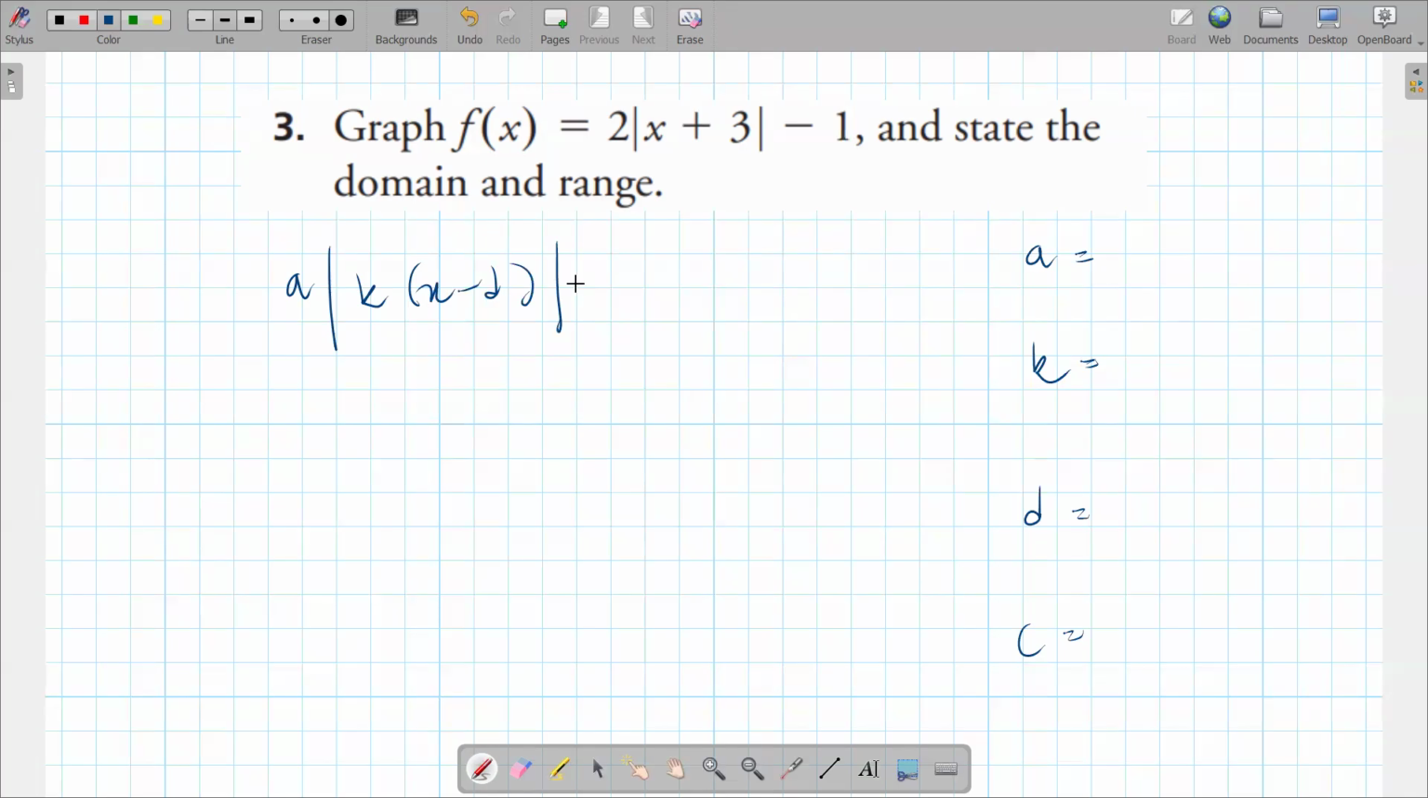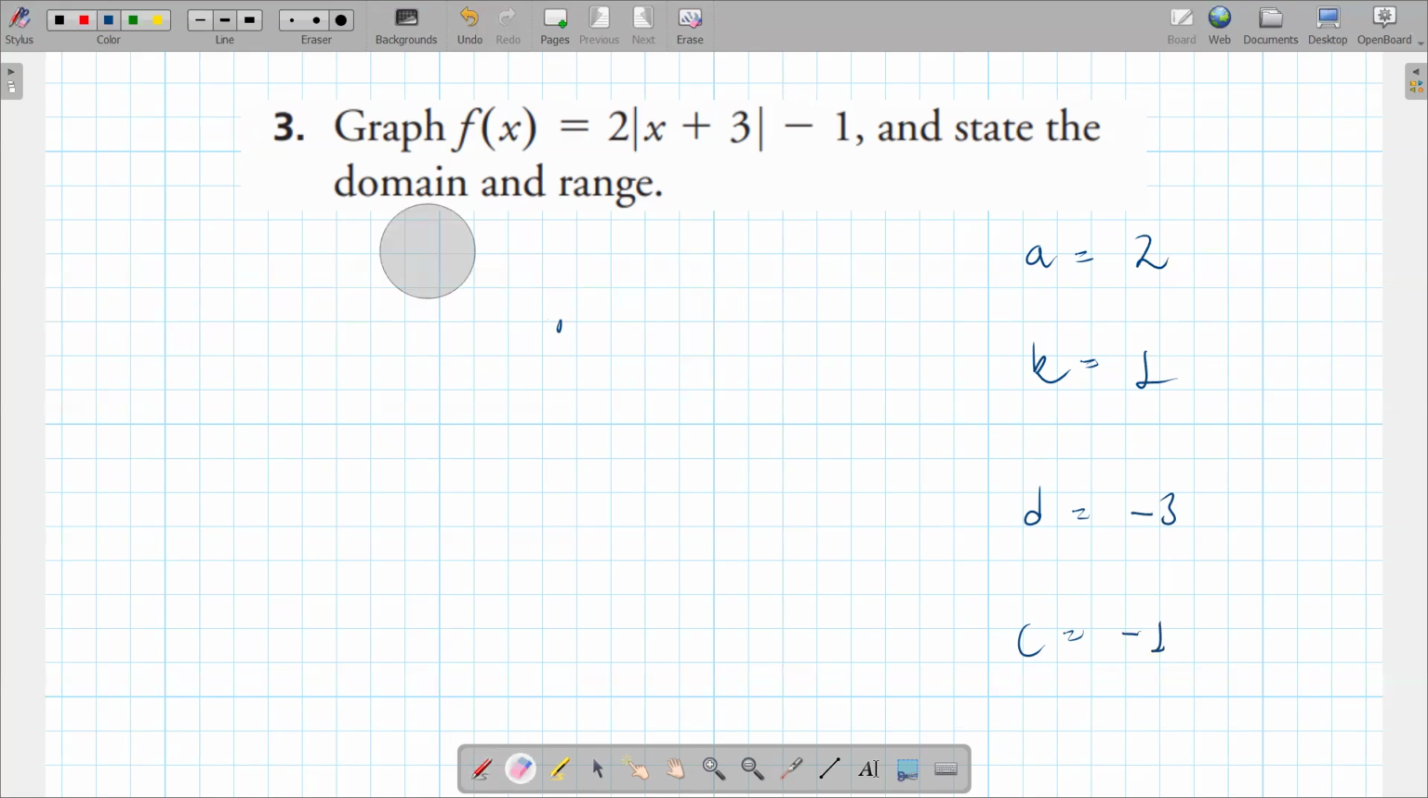For an absolute value function, this is it. So compare this with that. What's your a, k, d, c? A is 2. K is the number multiplied with x. K is 1. What about d? D is -3. And c is -1.